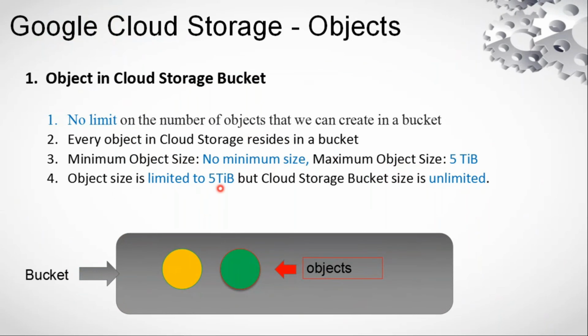Once an object is limited to 5 terabytes, the cloud storage bucket size is unlimited. This means we can have any number of objects with this restriction of 0 KB to 5 terabytes. We can have that many objects inside a particular bucket.